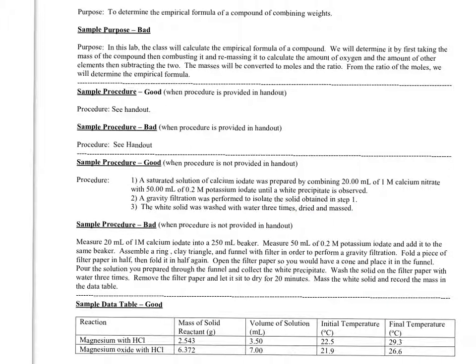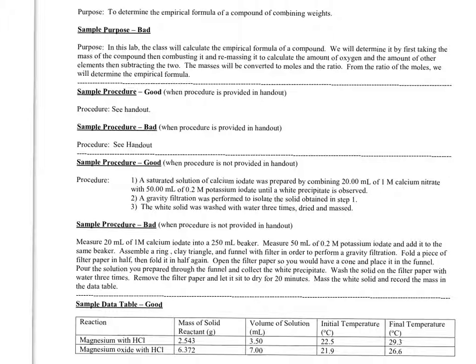So it's concise, it's in passive voice, what was done to the substance, not what you did. There are periods, punctuation and grammar are correct, spelling is correct, all that is great. Let's look at a bad procedure. So it says measure 20 milliliters of 1 molar calcium iodate. That's bad because it's an order. It should be in passive voice and past tense, so this would not be okay.